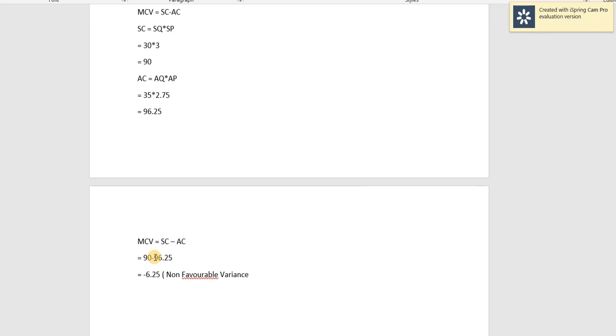This is also a non-favorable variance. As this is a negative, we have to mention it as non-favorable variance. And you can also compare: if actual cost is more than standard cost, that is non-favorable variance. If actual cost is less than standard cost, it is favorable variance.